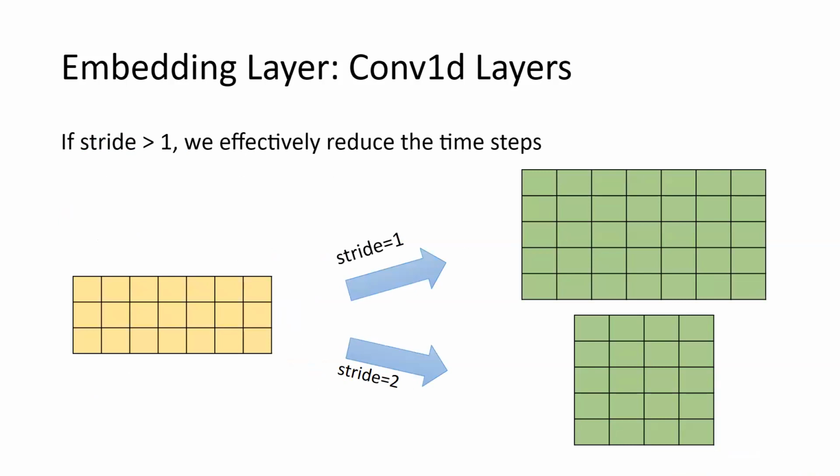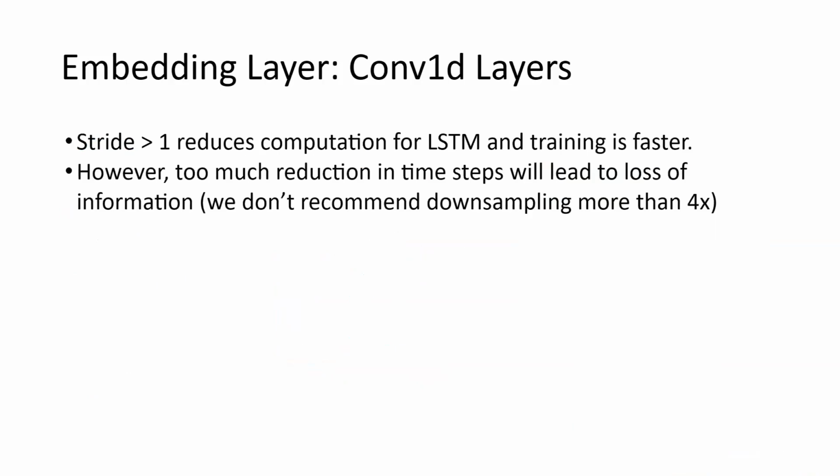So yeah, this is again illustrating that you can do strided convolution as well to decrease the time steps, but do not do this with a very big stride. Otherwise, you will lose a lot of temporal information. So typically people use a stride of 1 or stride of 2 or things like that, but don't go for a very big stride.